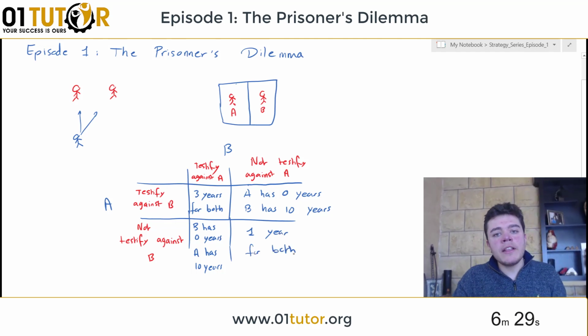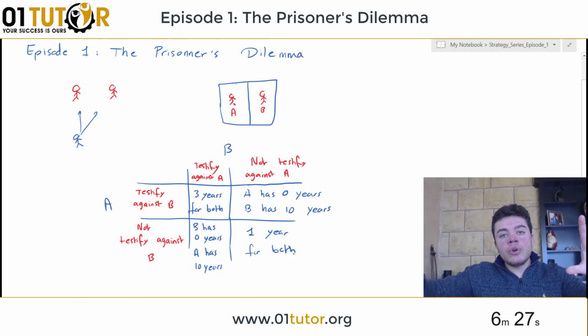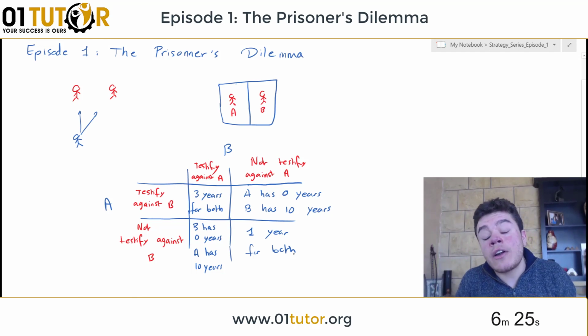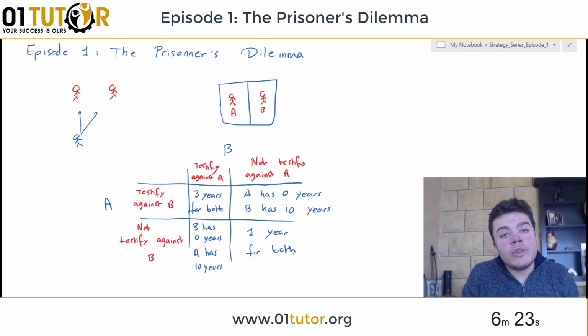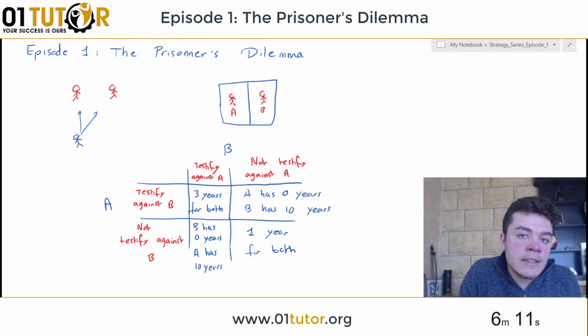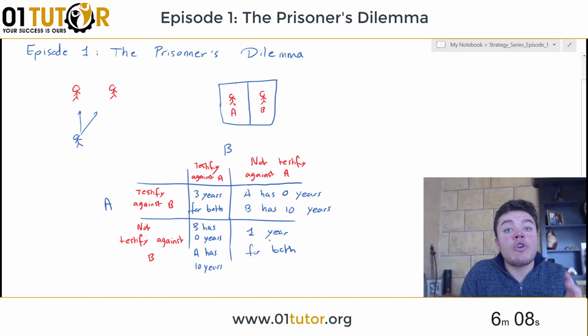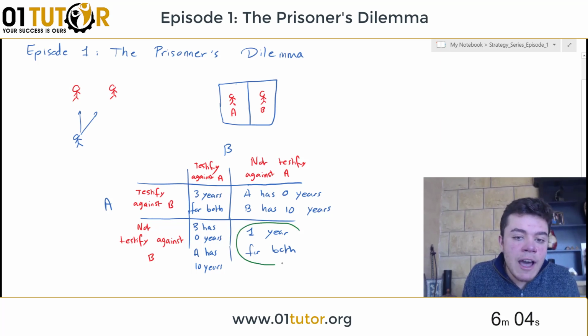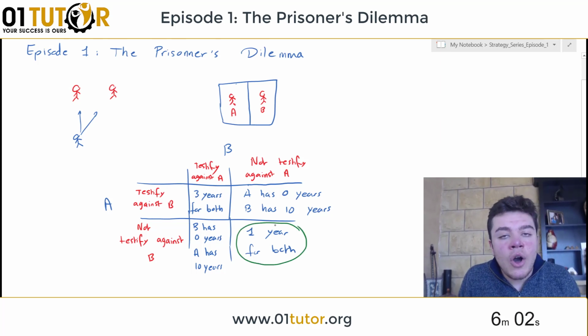So this is the experiment. Remember that the two convicts are put in separate rooms and they are not allowed to talk to each other, so they wouldn't be able to say that it's better for us not to testify against each other because we will reduce our sentence to 1 year for both. Now, if you look at this table, it seems in the best interest of both prisoners not to testify against each other, because then they would both have 1 year of prison.